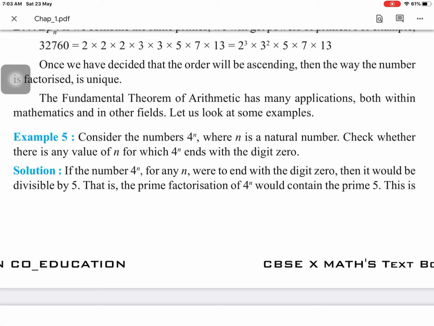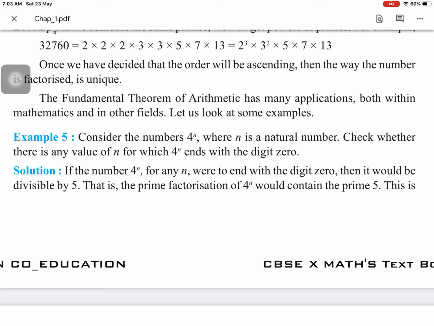Check whether there is any value of n for which 4 raised to the power n ends with the digit 0. First, before starting this solution, I want to raise your confidence. So much language has been written here, but it is not necessary to write so much language as an answer. Before solving this, you have to understand and write the answer in your own words. So first try to understand what the question is saying.